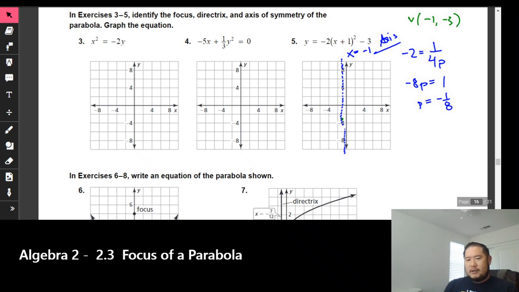We found what p is, so we have to figure out exactly where that is going. Remember, p is going to be along the axis of symmetry, so what's going to change is not your value of x, but your value of y. So let's start with the focus. Our value of x stays the same, that's -1. But what are we going to do? We're going to take -3 right there, and we're going to add or subtract. Make sure you look at the equation, and it says that we are going to add p. So let's add -1/8.